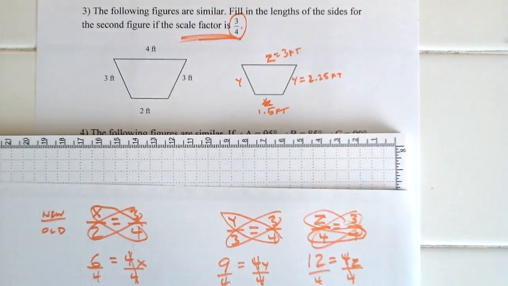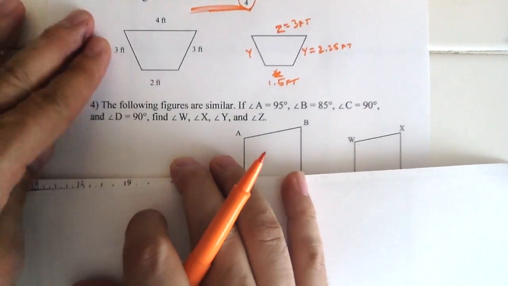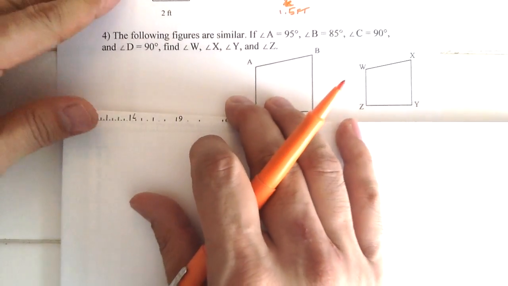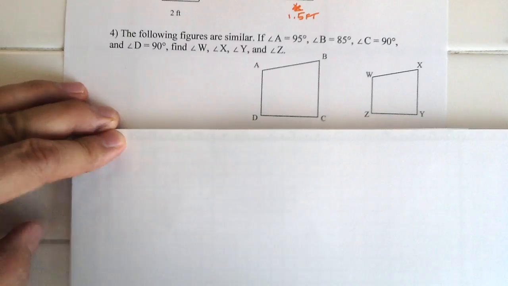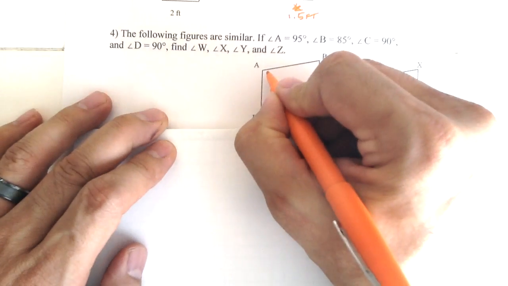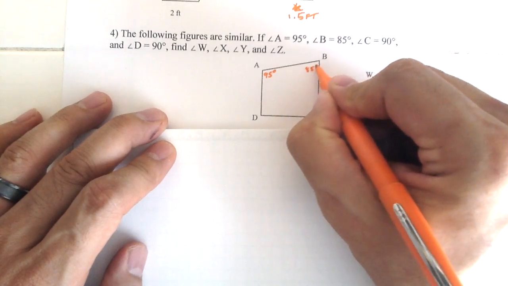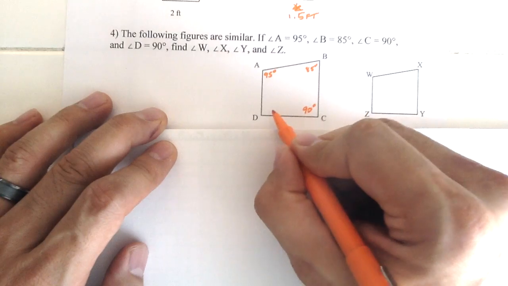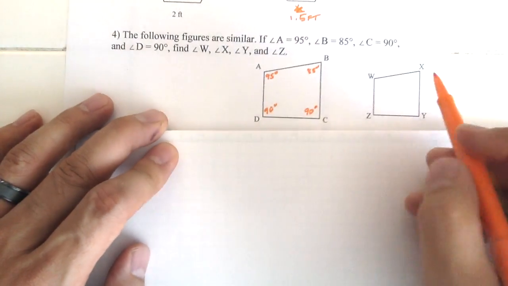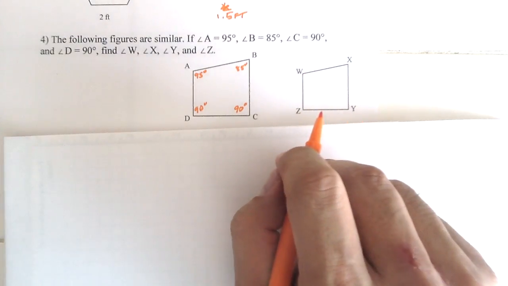All right, let's take a look at number 4. The following figures are similar. If A is 95 degrees, which I'm going to label right here, B is 85 degrees, C is 90 degrees, and D is 90 degrees, find the corresponding measurements over here.